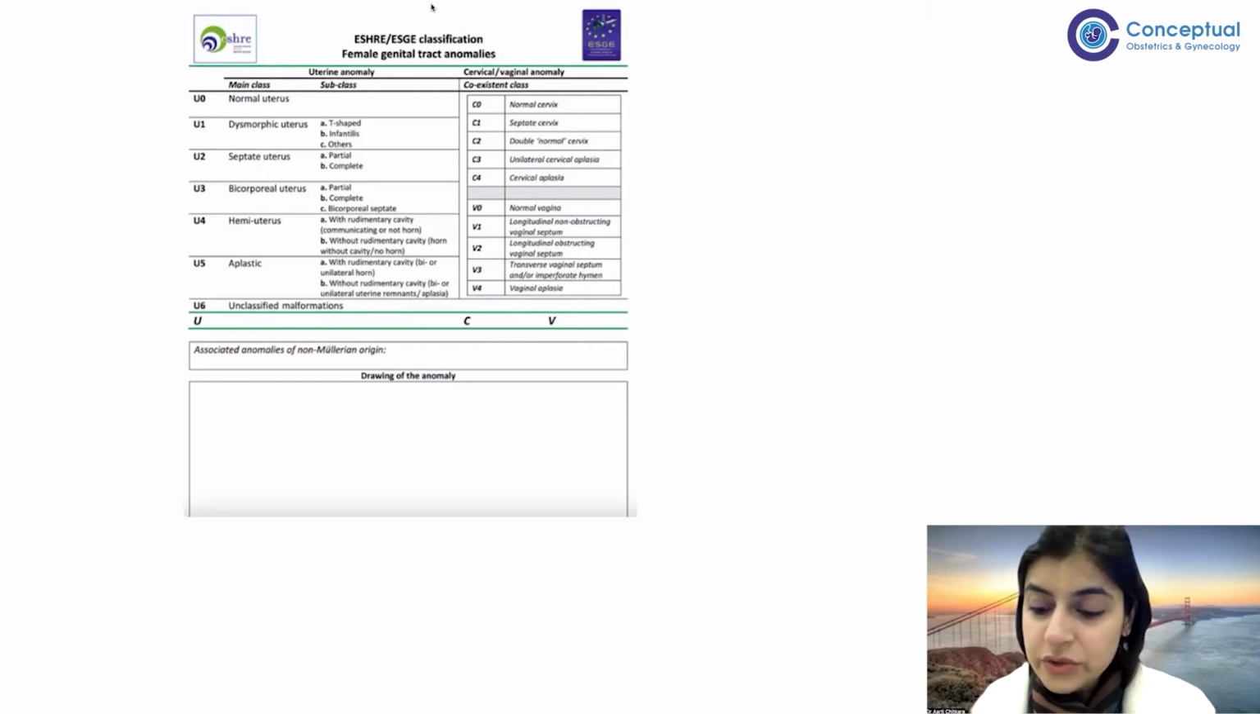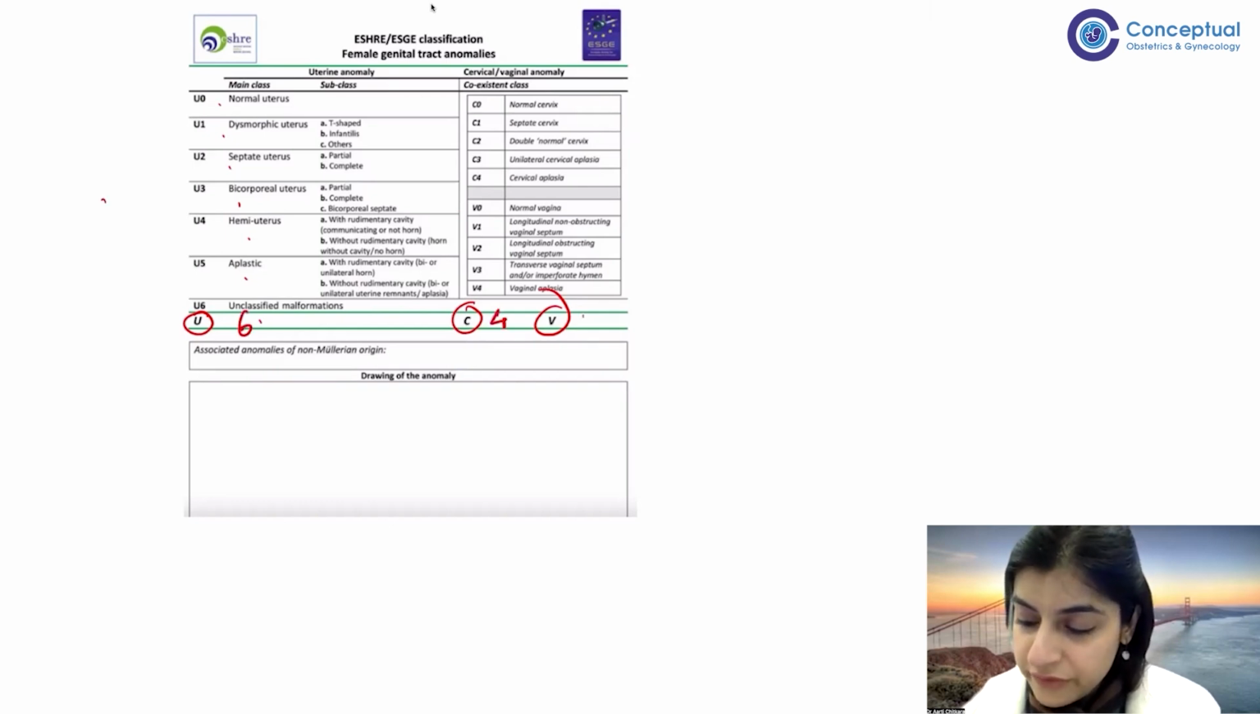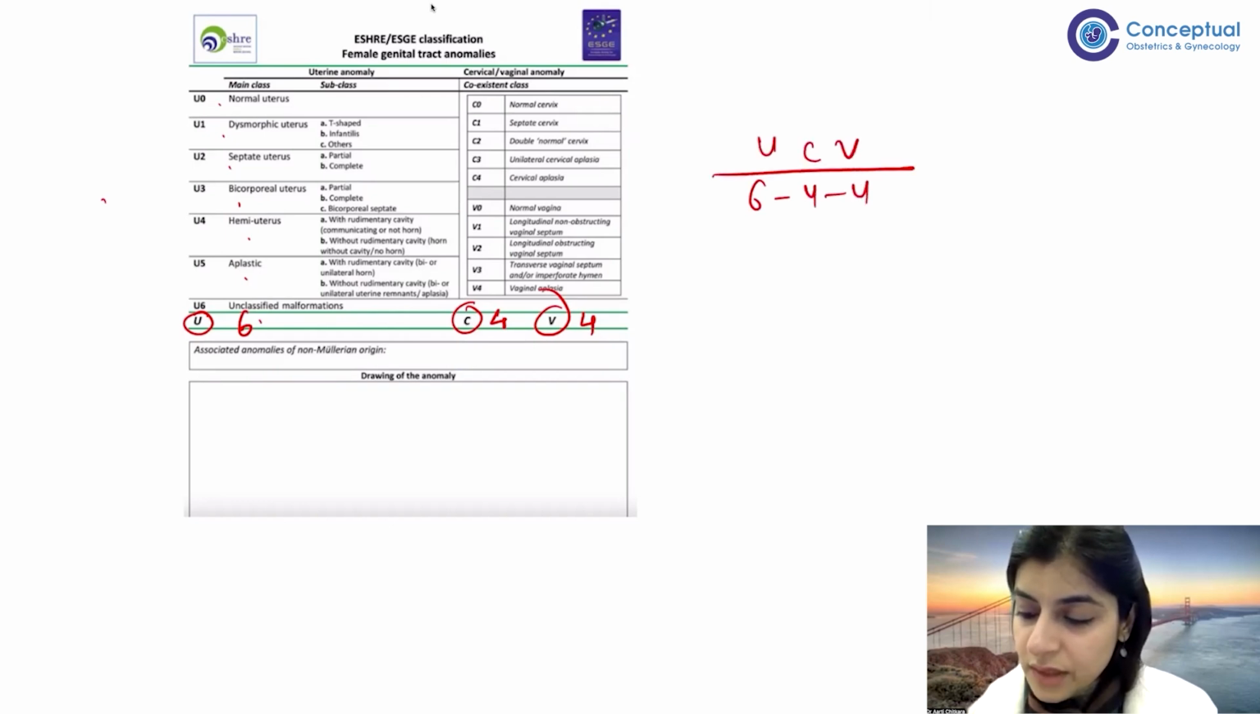They said U0 to U6, C, and V are the main headings that you have to remember. U for uterus, where U0 is normal uterus, then dysmorphic uterus, septate uterus, bicorporal uterus, hemi-uterus, aplastic uterus, and unclassified. C stands for C0 to C4. The formula is U6, C4, V4. C, if you see, that is normal, septate, double or normal cervix, unilateral cervical aplasia. V for normal vagina, longitudinal non-obstructing vaginal septum, longitudinal obstructing vaginal septum, transverse vaginal septum, and vaginal aplasia altogether.